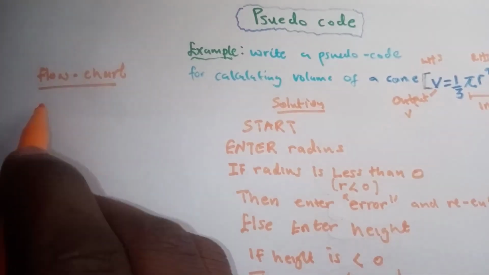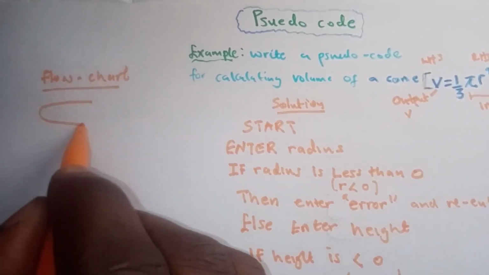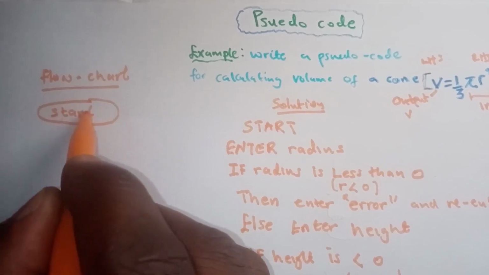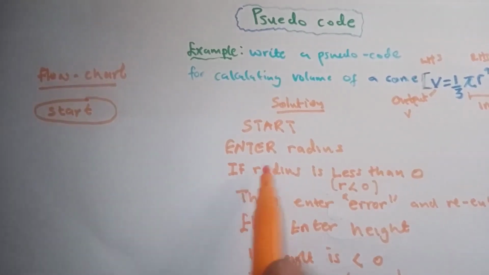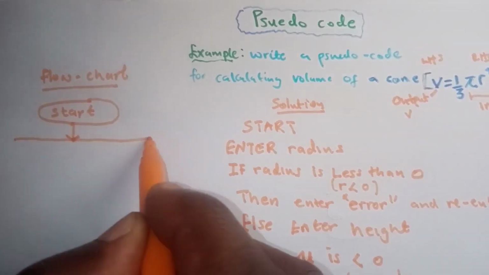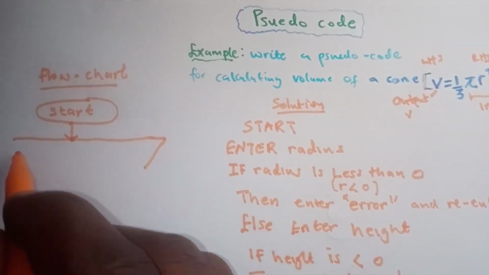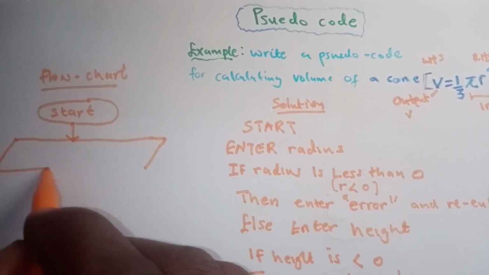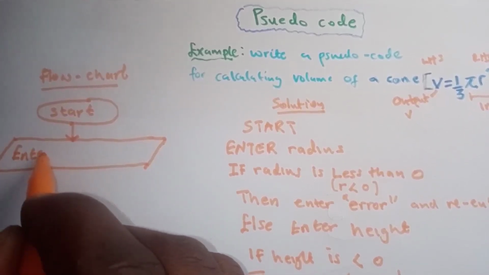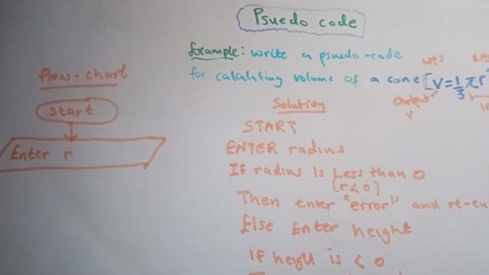So start. We know start goes with this shape, and we write there "Start". Then enter. For entering you use this shape, we call it the parallelogram. So enter r, you can just say "Enter r", for the radius.